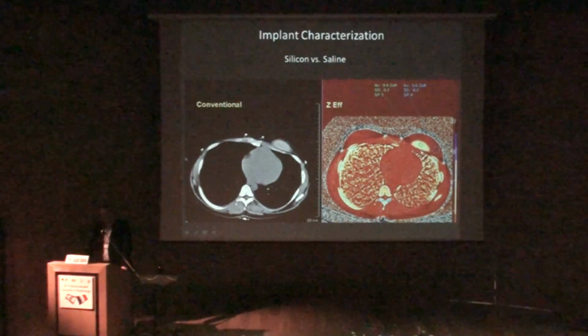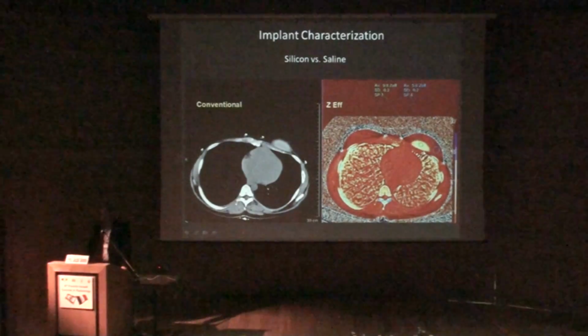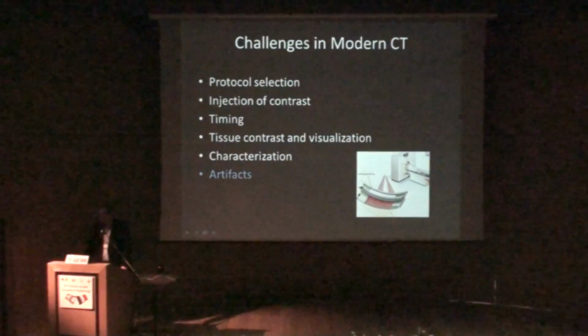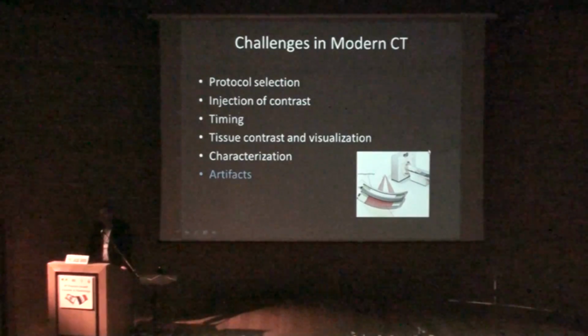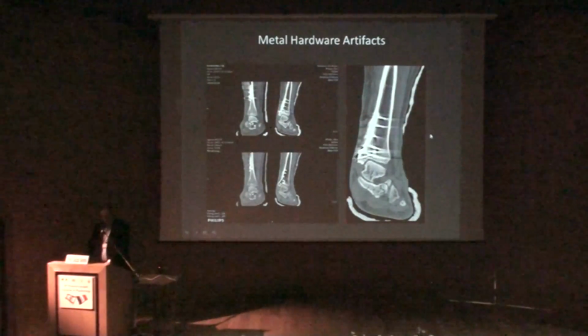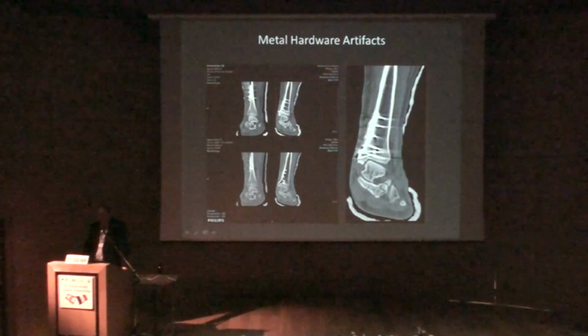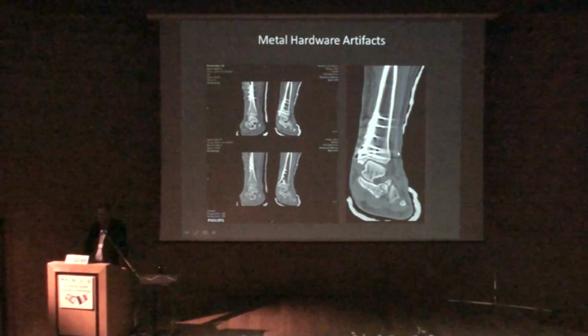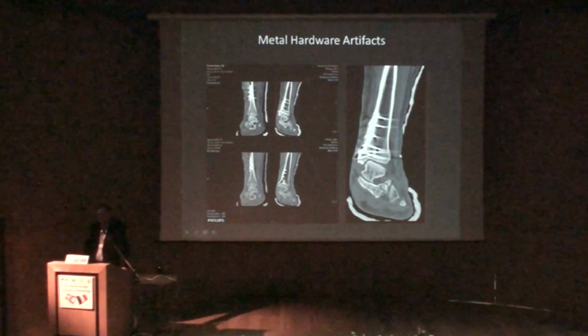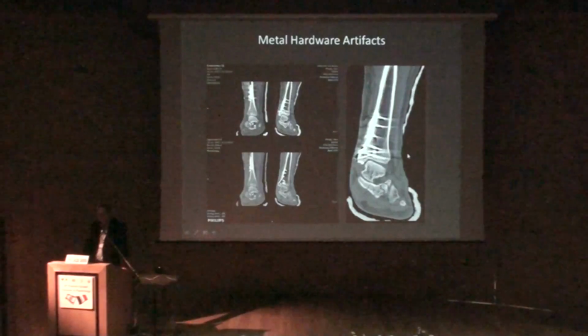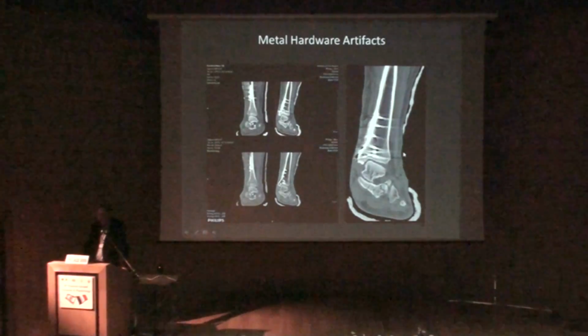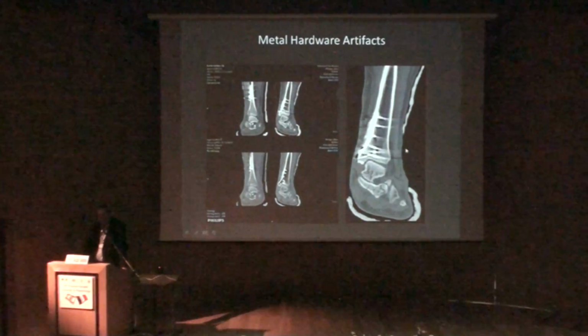We can look at implants and see if it's a silicone compared to water. And I will finish with artifacts in the last few minutes that I have. So we all know those problems with metal hardware. We see a lot of artifacts, but with spectral windowing and changing the KEV, we can improve the image.